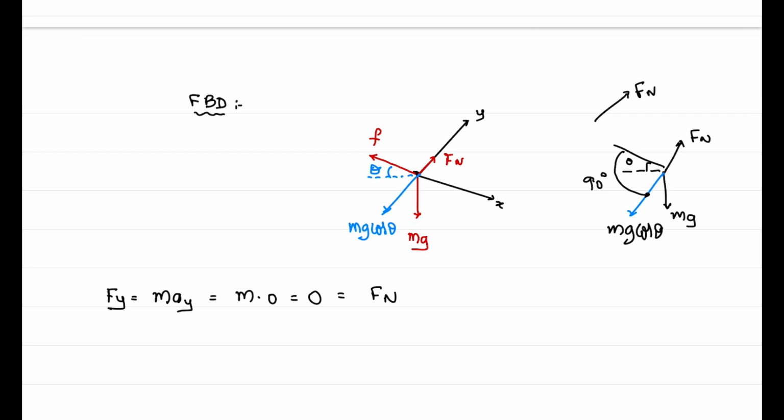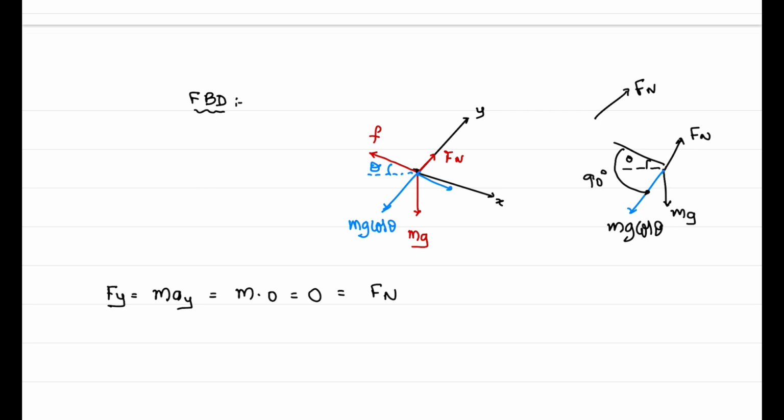You should be able to. Then this mg in the x direction will be mg sin theta. Mg is this way, and this is mg cos theta, and this is mg sin theta. Please understand this.